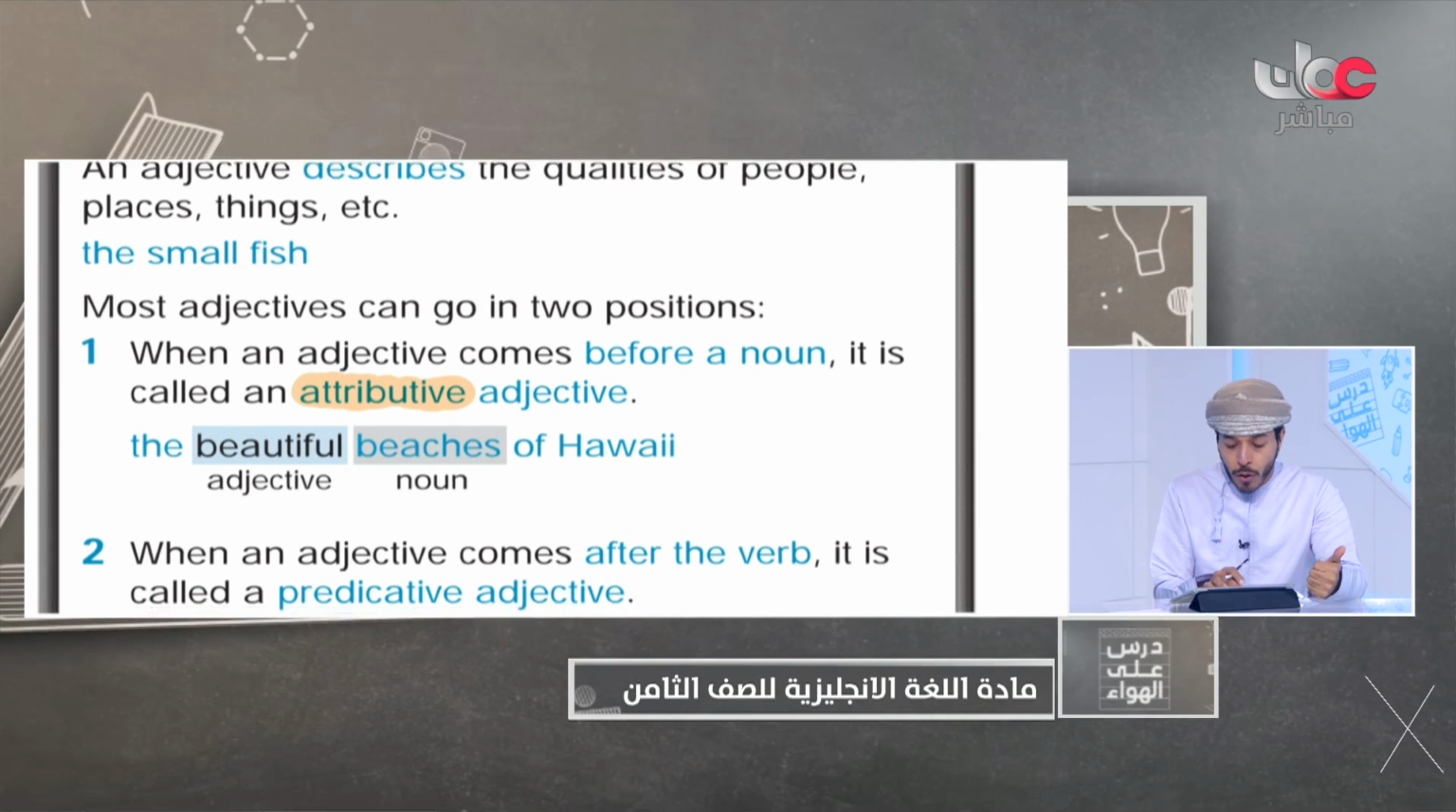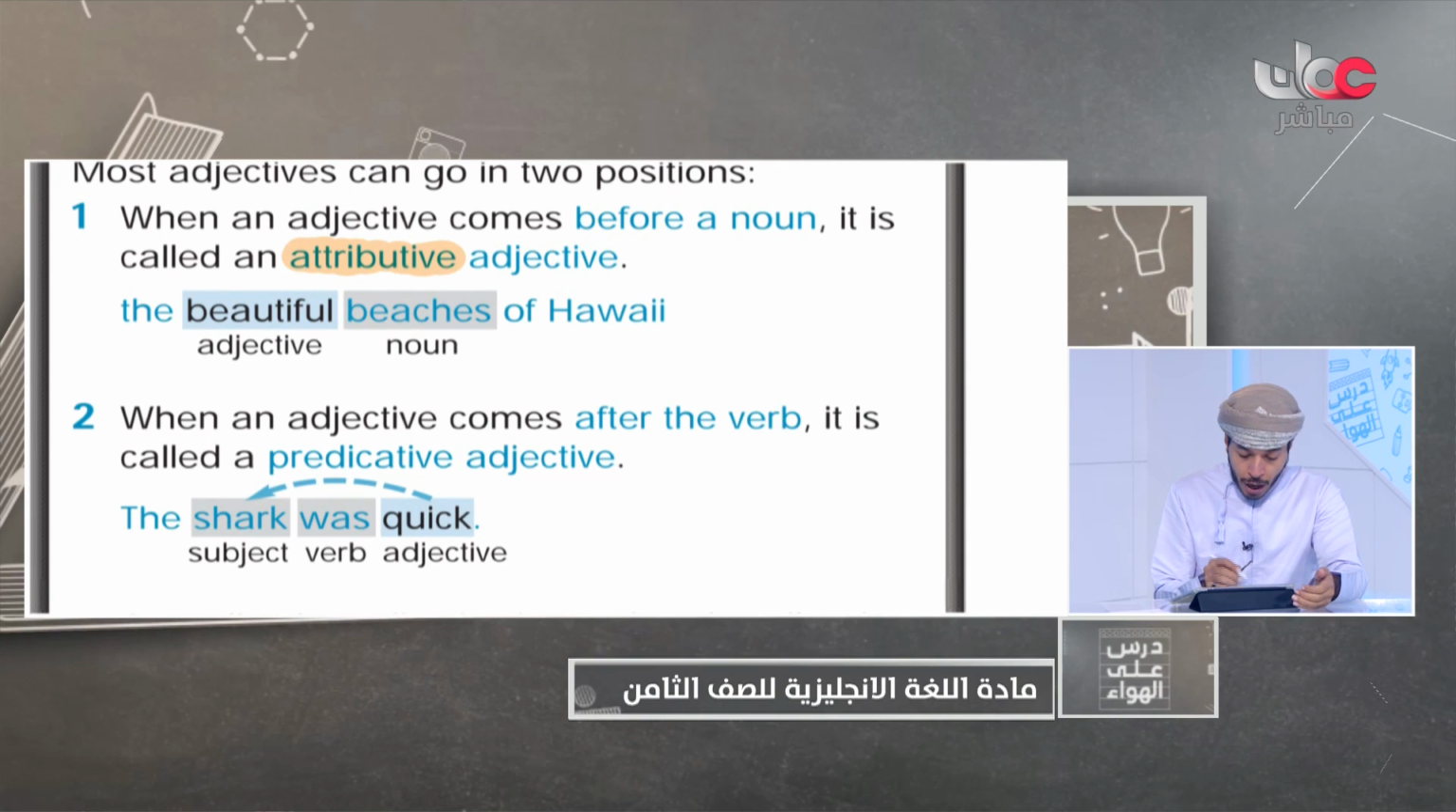The second position of adjectives is when an adjective comes after the verb. Good. So we have adjectives that come before the noun, and we have adjectives that come after the verb, بعد الفعل. These adjectives are called predictive adjectives. So predictive adjectives are adjectives that come after the verb.